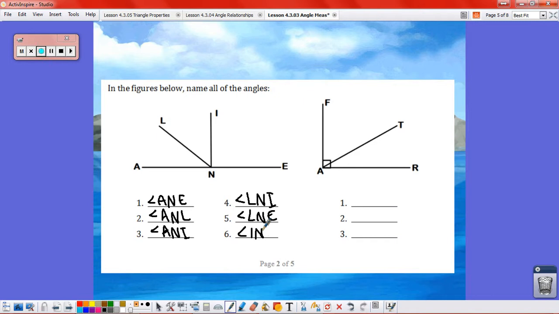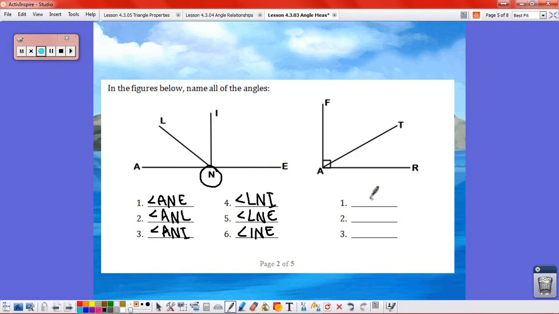And I ask, what do all of these have in common? I mean, obviously they're all angles, but what do the names of these angles all have in common? It doesn't usually take very long for a student to say, well, they all have N in the middle, which means that they all have N as a vertex.